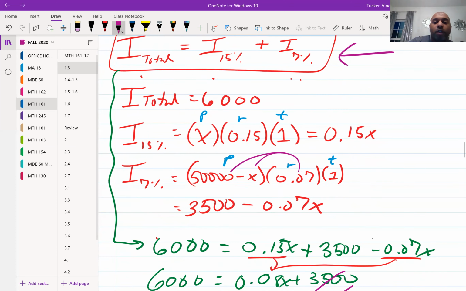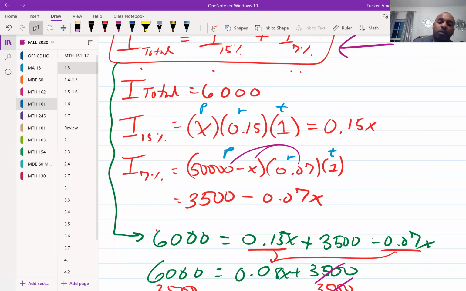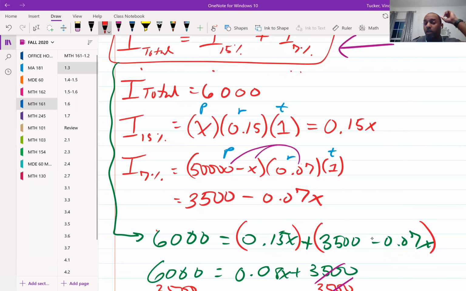All right, so now we set up our equation. Go ahead and add those pieces together. I'll put parentheses right here just to signify what was added together. And we're talking about the total interest, which is 6,000, equal to the interest at 15%, which is this amount right here, and the interest at 7%, which is right here.